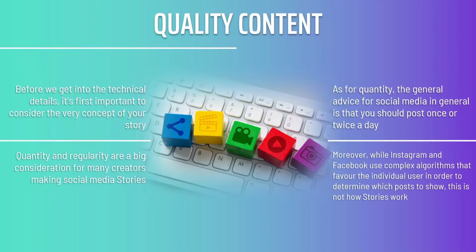Moreover, while Instagram and Facebook use complex algorithms that favor the individual user in order to determine which posts to show, this is not how stories work. Stories are far more weighted by chronology, meaning in other words that the most recent story is the one that you will be shown first.